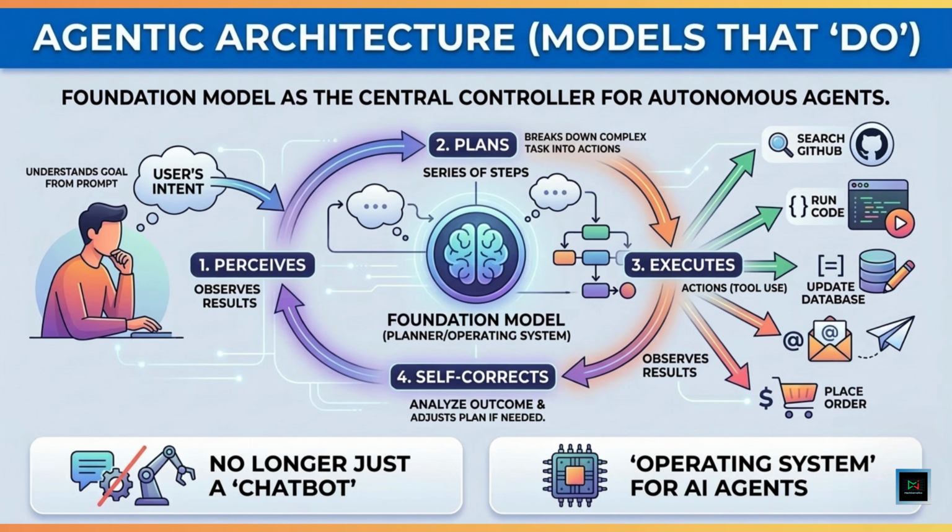First, it perceives the user's intent. Second, it plans a series of steps. Third, it executes actions by calling external APIs like searching GitHub, running code, or updating a database. And lastly, it self-corrects by observing the results of those actions. This makes the foundation model the operating system for AI agents.